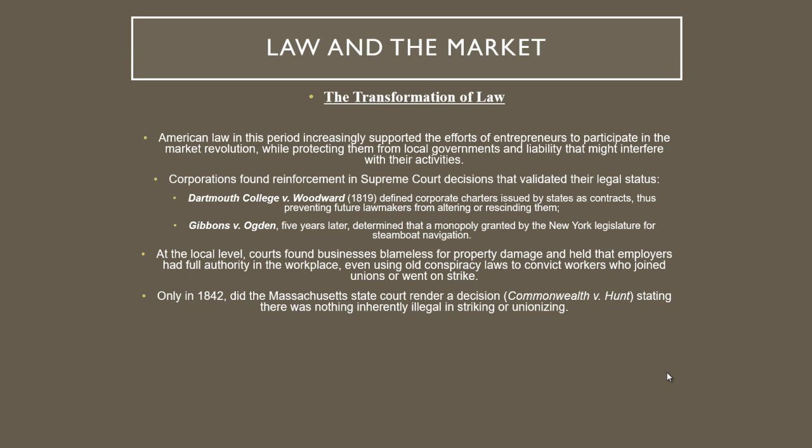Meanwhile, at the local level, courts found businesses blameless for property damage and held that employers had full authority in the workplace, even using old conspiracy laws to convict workers who joined unions or went on strike. Only in 1842 did the Massachusetts State Court render a decision in Commonwealth versus Hunt, stating there was nothing inherently illegal in striking or unionizing.